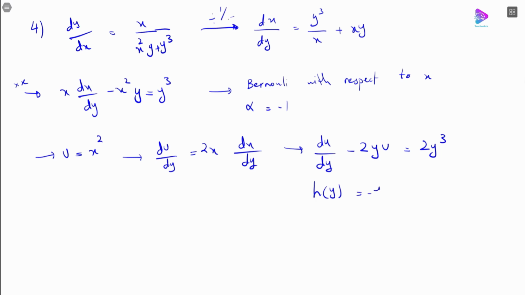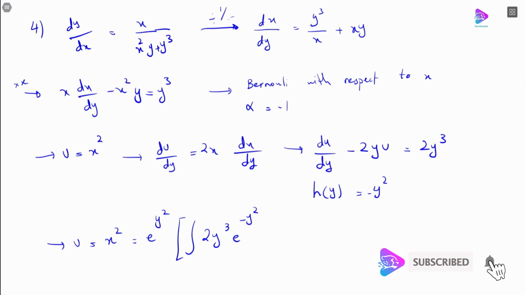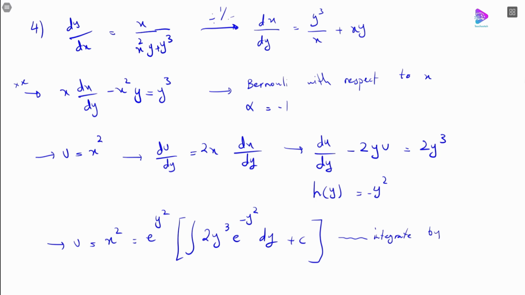So h(y) would be -y², and from here u = x² = e^(y²) times the integral of 2y³ e^(-y²) dy + c, right? So you would integrate by parts and change the variable t = y², and then you will solve this.